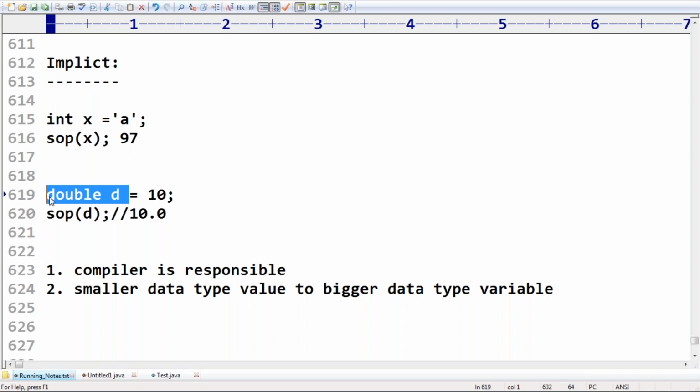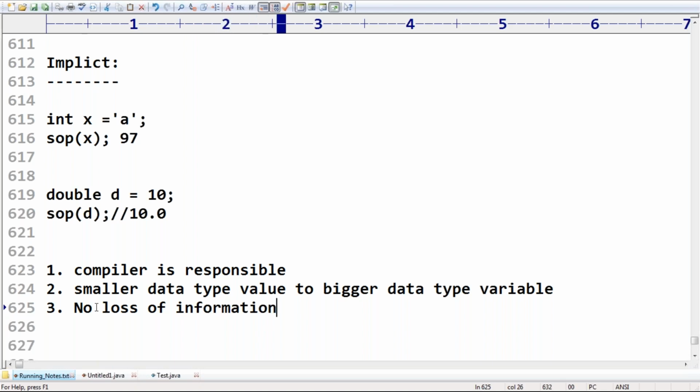Whenever we are assigning a smaller data type value to a bigger data type variable, then implicit typecasting will be performed. We know there is no loss of information in this typecasting, because 97 you can convert into A, and 10.0 you can convert into 10. Same value internally, so no loss of information. If there were really any loss, then the compiler won't perform this automatically. Remember this.